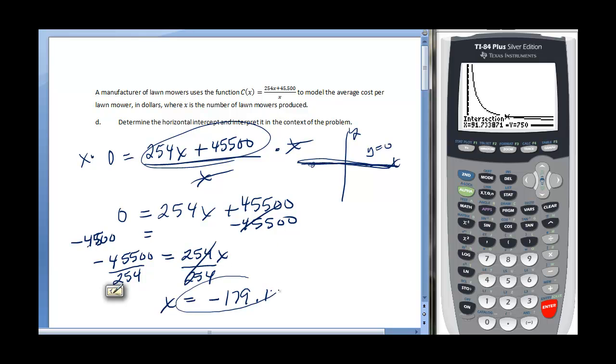So here, what does that mean? Well, that would be negative lawnmowers produced, and so that would really have no meaning in the context of this situation. So we found the horizontal intercept, found that it didn't have really any meaning in this situation, so we can move on. Let's look at letter E.